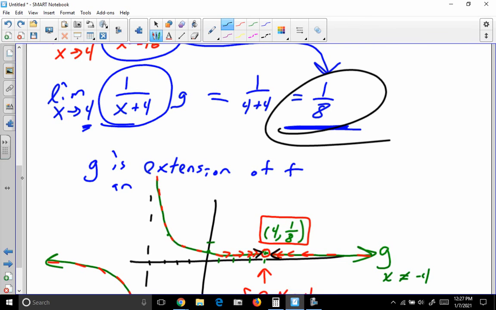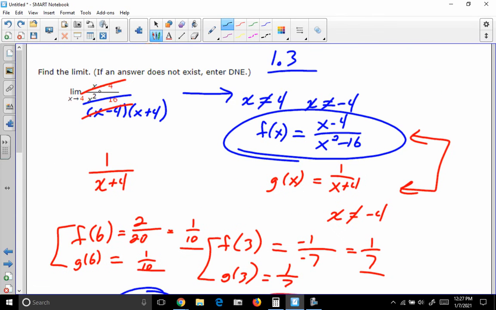So the whole point here is, if our function is indeterminate at the x value we're going towards, if we can find an equivalent function that is not indeterminate or not undefined at that point, they are going to have the same limit. They're going to go to the same value.